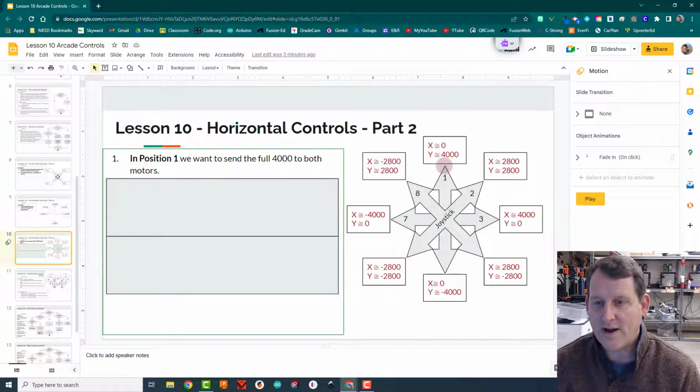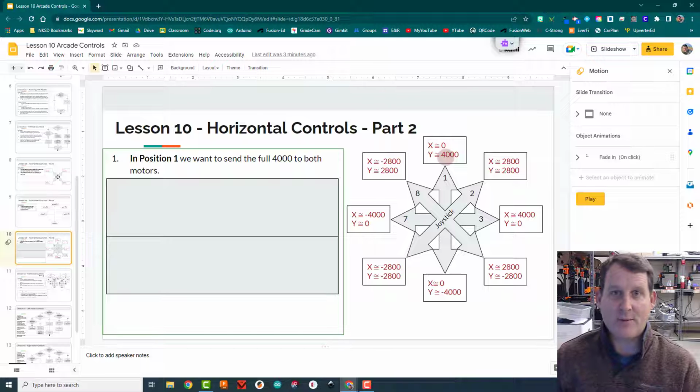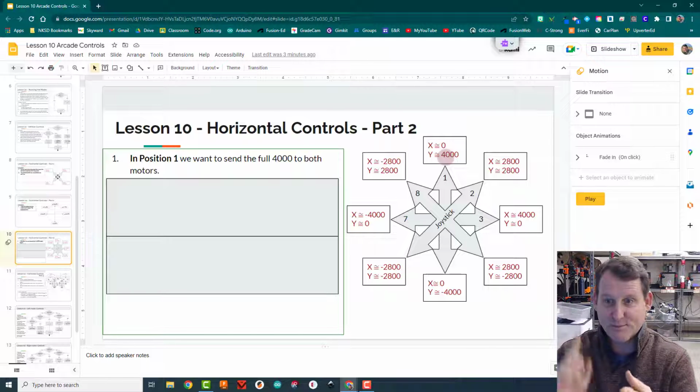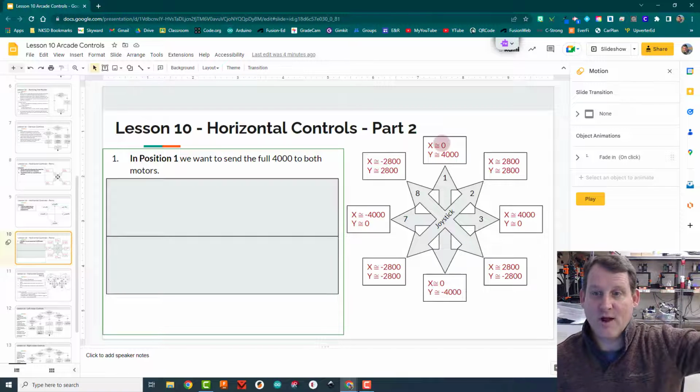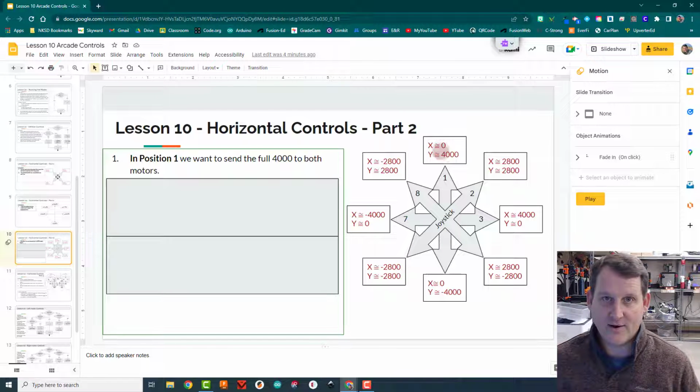When we push straight up, if we combine x and y by multiplying together, 0 times 4,000 would give us an output of 0, which would mean the motors wouldn't be spinning. So multiplication does not work. And if it doesn't work for position 1, that means we can't use it because it has to work for all positions. I hope that makes sense. So we can just rule out multiplication now. We're not going to be multiplying x and y together to get our number.